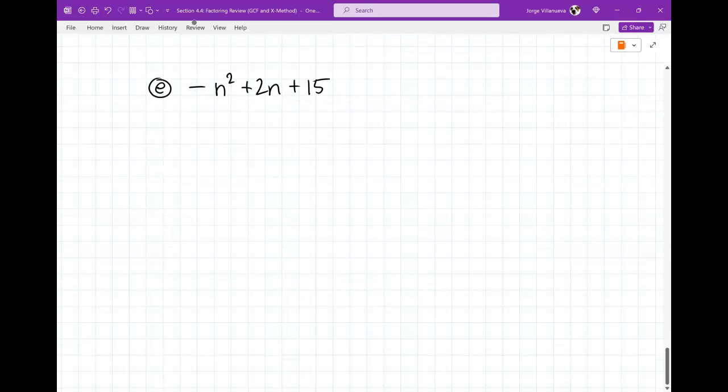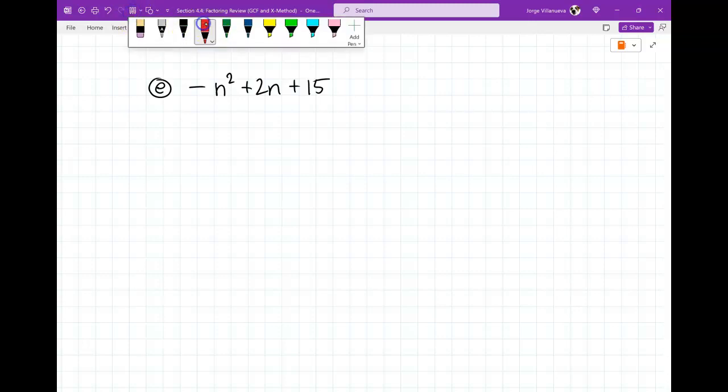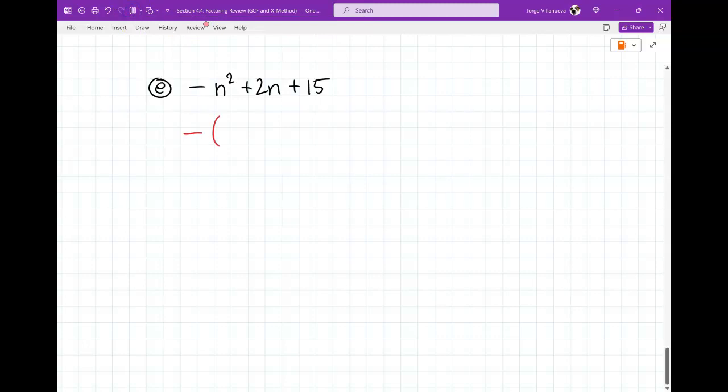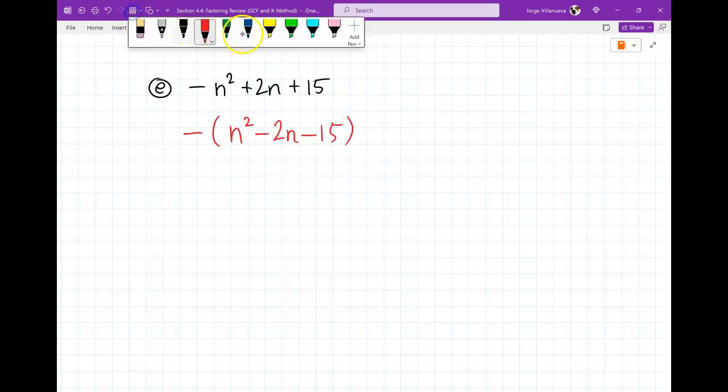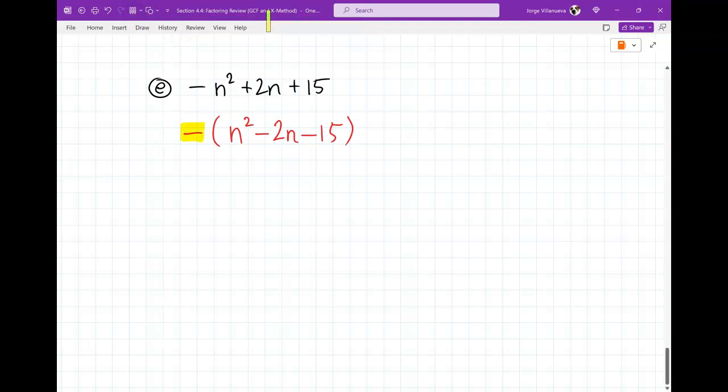So, remember what I told you about negatives? Right? I don't like them, so I want to get them out, okay? So, I'm going to take it out. They don't have any numbers in common. They don't have any variables in common. So, I'm just going to write negative (n squared minus 2n minus 15). Now that negative again is like that little annoying cousin, right? So you're going to take it with you no matter what. Has to go. But we're going to do the X method only on the parenthesis portion. So here we go. We're almost done.